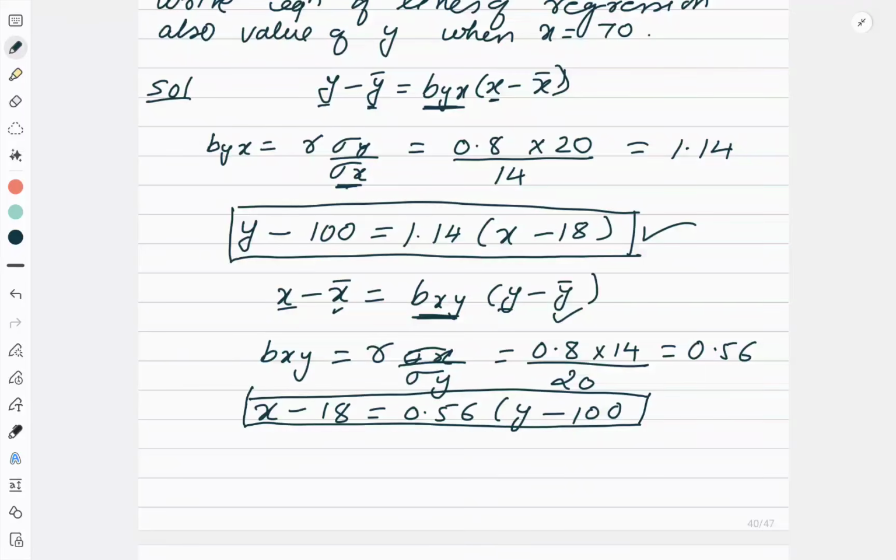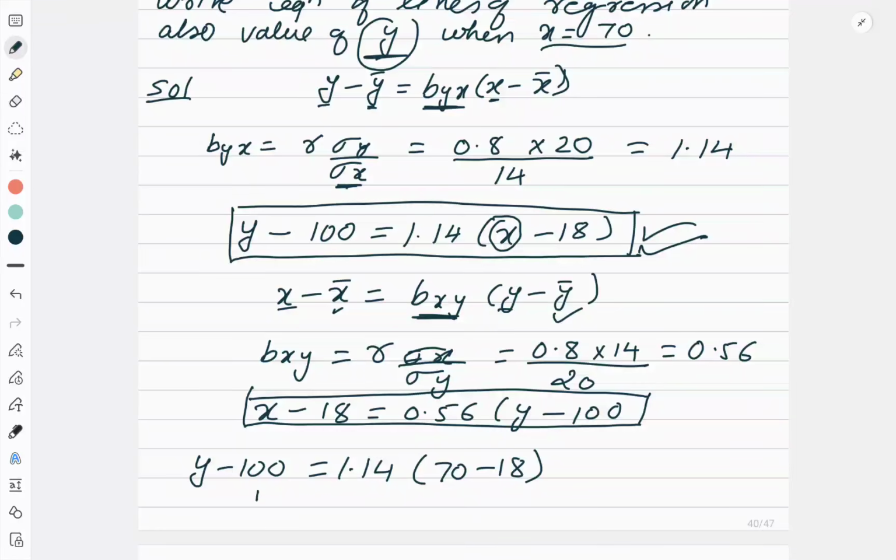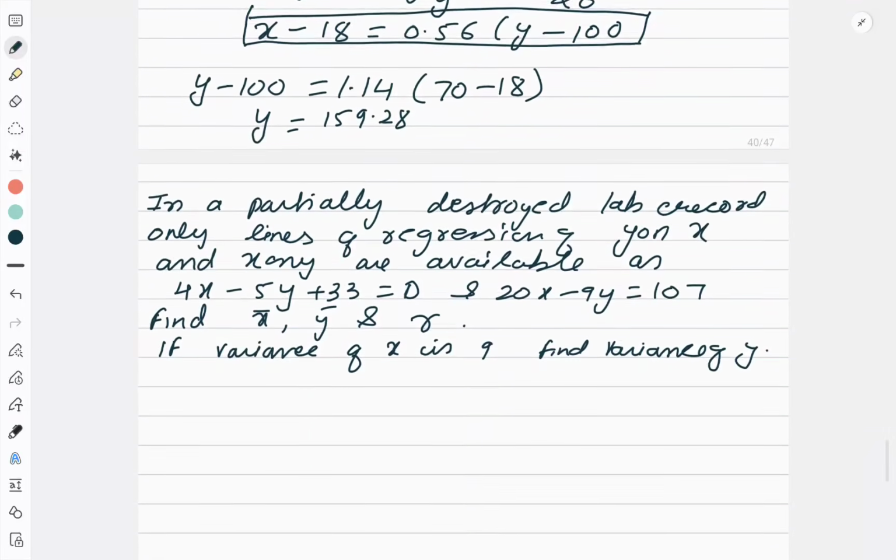Now there is one more question in this, that find out y when x is 70. So when I am asked to find out y, I will prefer to use this equation. In this, in place of x, you just put 70. So what you will get, y minus 100 is equal to 1.14 into 70 minus 18. Now when you solve this, your y value will be equal to 159.28 and hence we got the answer. Okay, so it's very easy to solve.